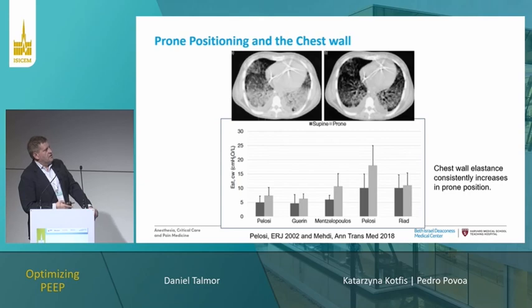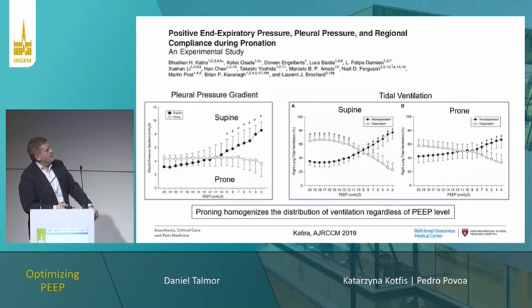So if the compliance goes down, the elastance goes up, what does that do to the distribution of air in the lung? And this study, this is really a key study by Katira, Laurent Brochard, and the late Brian Kavanagh, showing what happens when we prone patients. So several key findings here. One is the gradient of the pleural pressure becomes much more homogeneous. So this is the gradient of the pleural pressure across the lung during the supine position. This is during prone positioning.